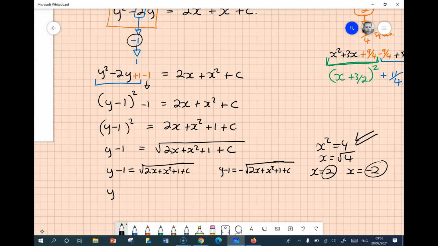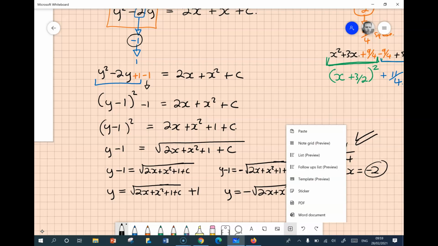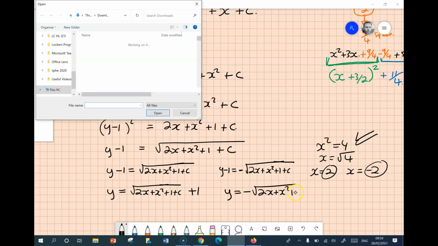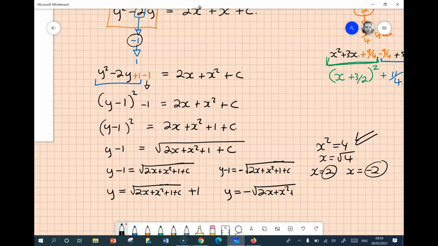And lastly, to get y on its own, I just need to bring over that minus 1. So I have y equals the square root of 2x plus x squared plus 1 plus c, and then plus 1. And the same on the other side. I've got y equals the negative square root of 2x plus x squared plus 1 plus c, and then my minus 1 comes over to become plus 1. So those are my two solutions there at the end.